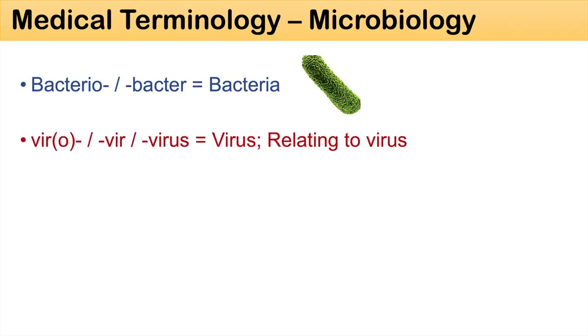Now, with regards to the prefix vir or viro, and the suffixes vir or virus, these mean virus or something relating to a virus. So you can think of words like ritonavir, which is an antiviral drug, and you can think of words like antivirus. So again, these mean virus or something relating to a virus. Another suffix that means virus is also phage.